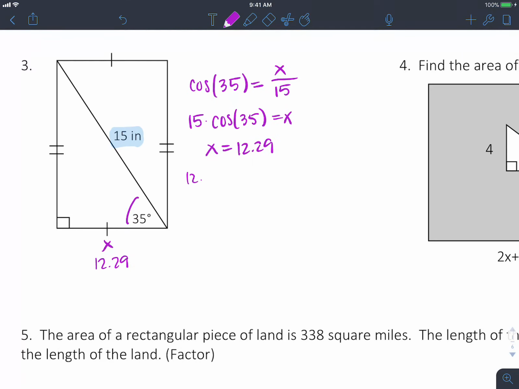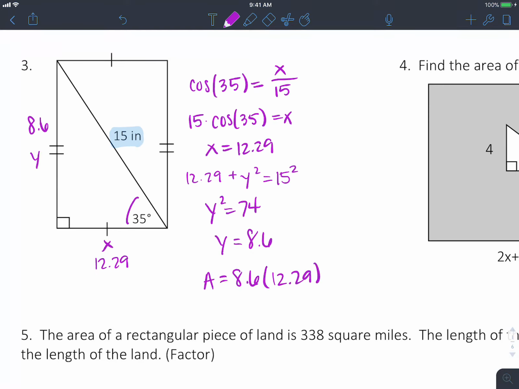After I got to this part, I just did the Pythagorean theorem. So I did 12.29 squared plus, I called this side y, y squared equals 15 squared. When you calculate, you're going to get y squared equals 74, so y is 8.6. Then from there, since it's just a rectangle, our area is 8.6 times 12.29, and our final area comes out to be 105.72.